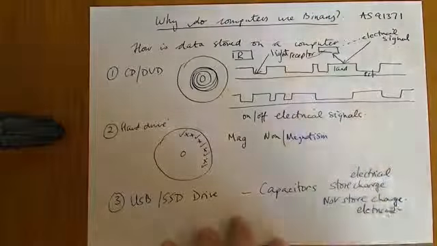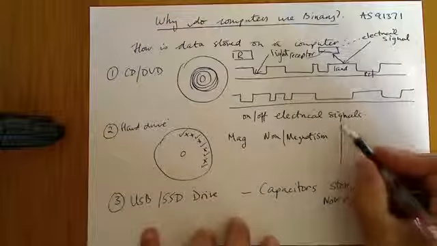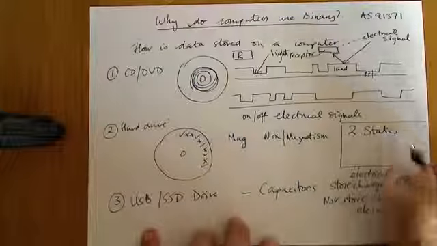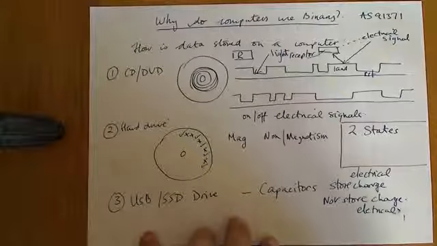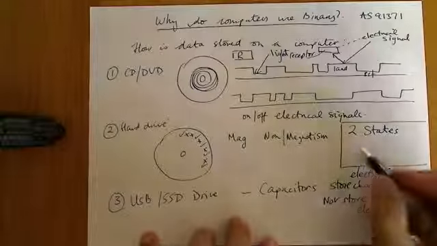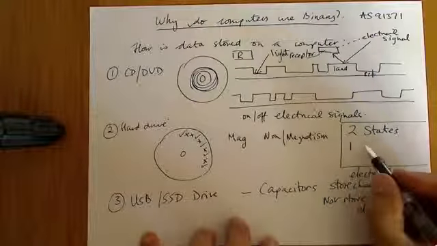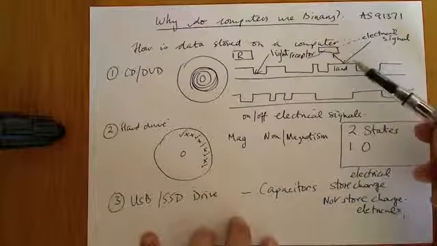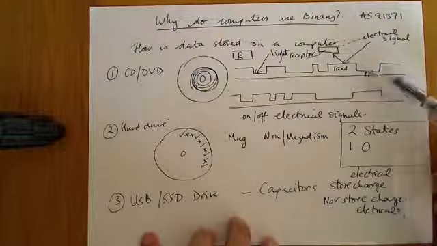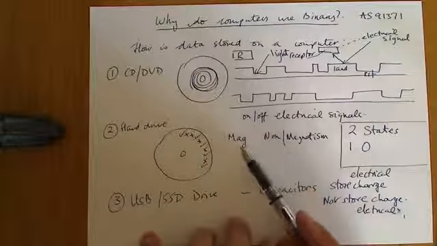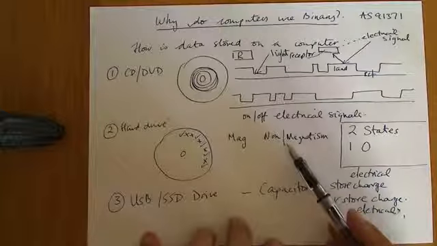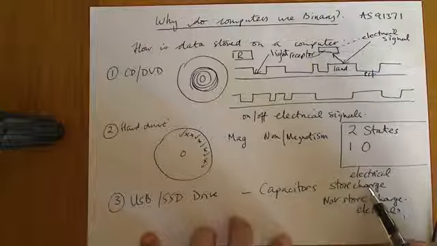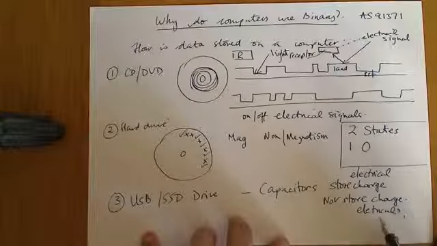So what's this to do with binary? Well, a summary. There are two states in each of these, two positions it can be in. And binary has just two digits, a 1 and a 0. So, for example, we could represent a 1 by an electrical signal and a 0 by a pit. We could represent a 1 by a magnetic charge and a 0 by a non-magnetic charge. And on a capacitor, we could represent a 1 by an electrical charge that's been stored and a 0 by no electrical charge that's been stored.